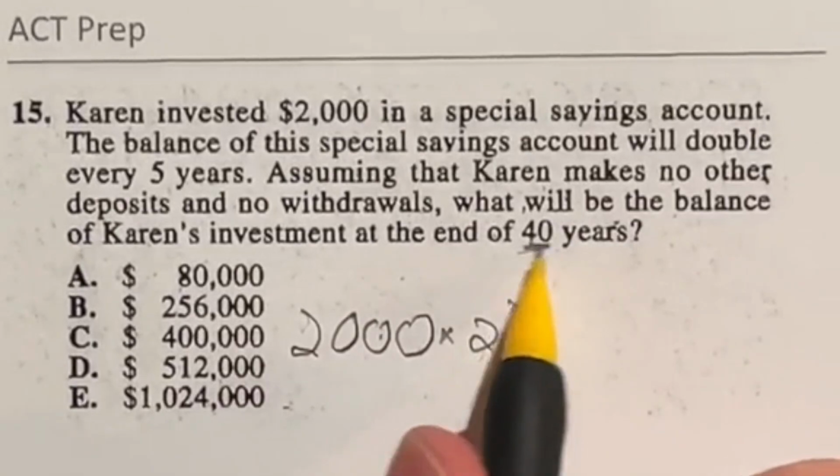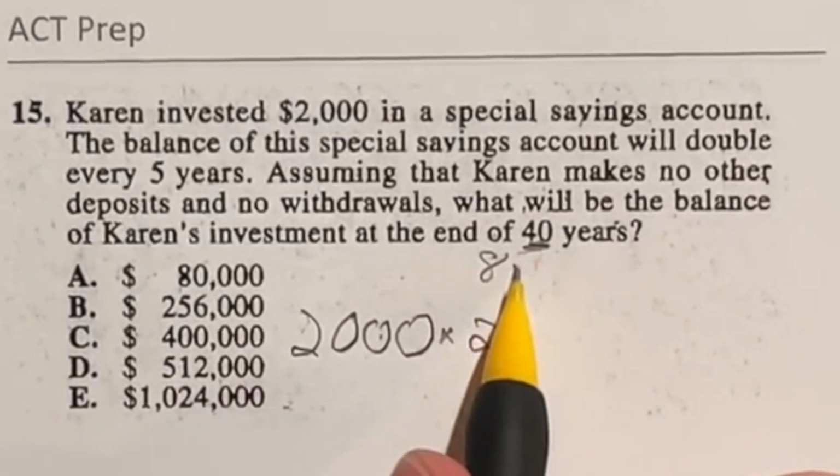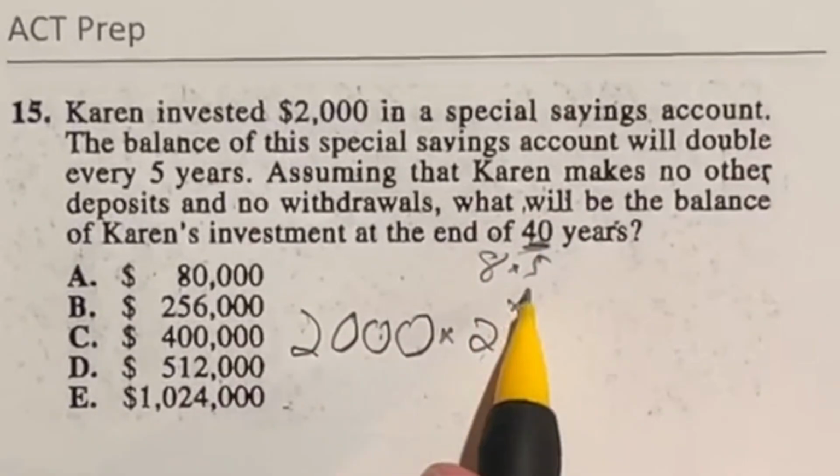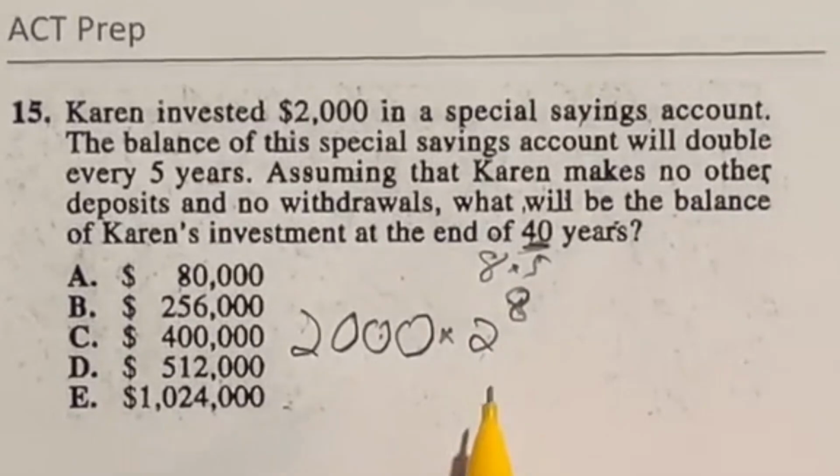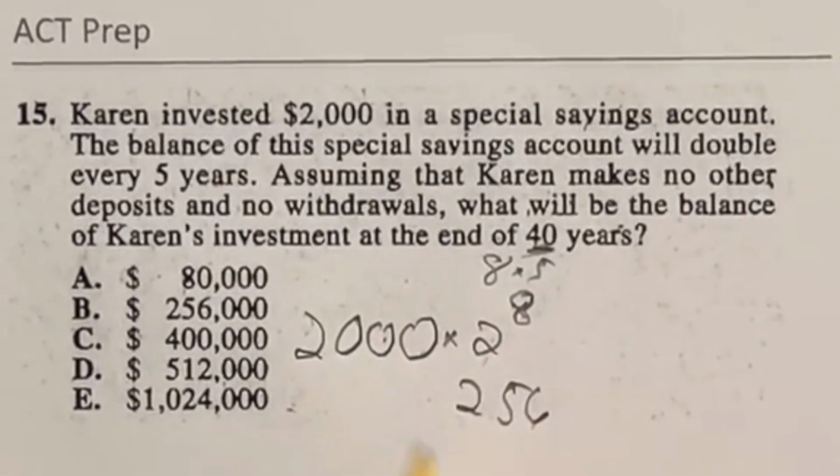Well, 40 is 8 groups of 5. So that means that we actually have 2 to the 8th power right here. Now, if I do 2 to the 8th power, that ends up giving you 256. And if you use a calculator to multiply the two of these together, you find out that the final amount there would be D, 512,000.